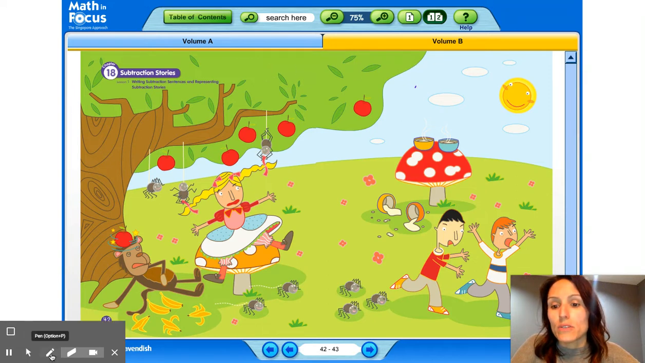So let's go ahead and do that. So I'm going to get my pointer here. Okay, so let's count how many apples there are. And let's look on the ground. So let's start with the ones on the ground. Here we go. 1.